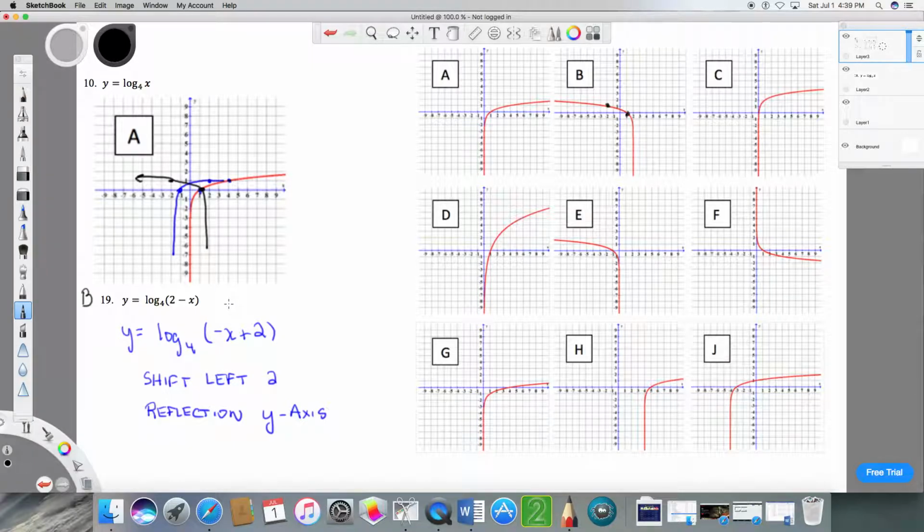But this was the first time so far in this series of problems that we had more than one transformation, that we had 2 transformations. So the order is important. You want to do shifts left and right before you do that reflection.